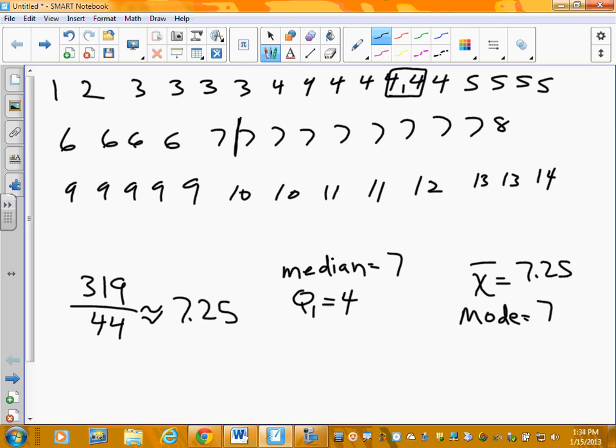I get 4. My Q3, do the same thing. 1, 2, 3, 4, 5, 6, 7, 8, 9, 10, 11. Take those two guys, add them together. 18 divided by 2 is 9. That's my Q3 is 9. My IQR is 5.